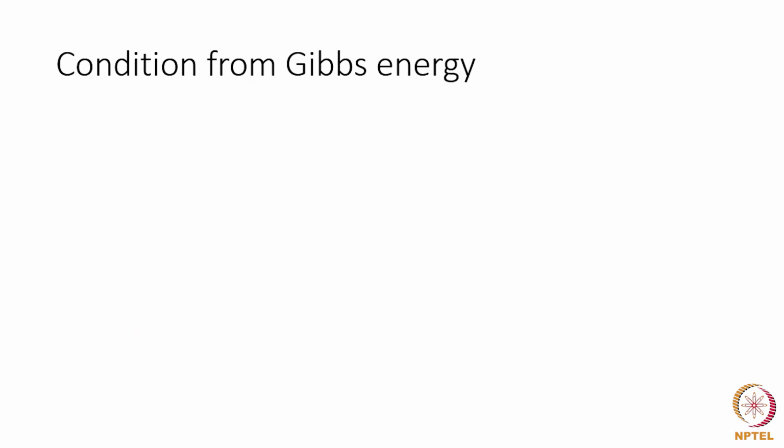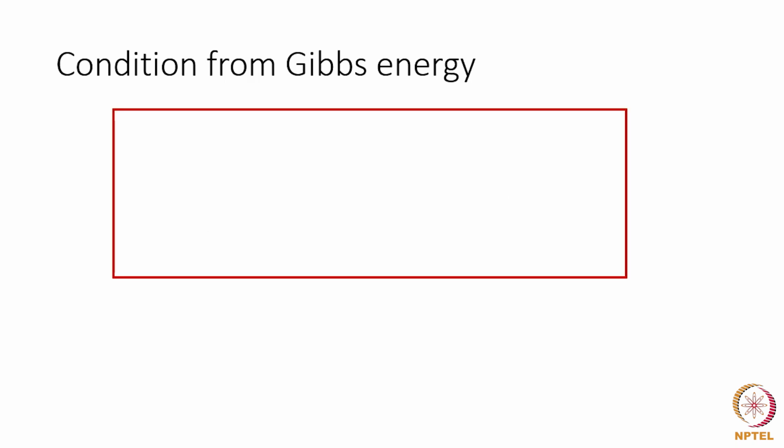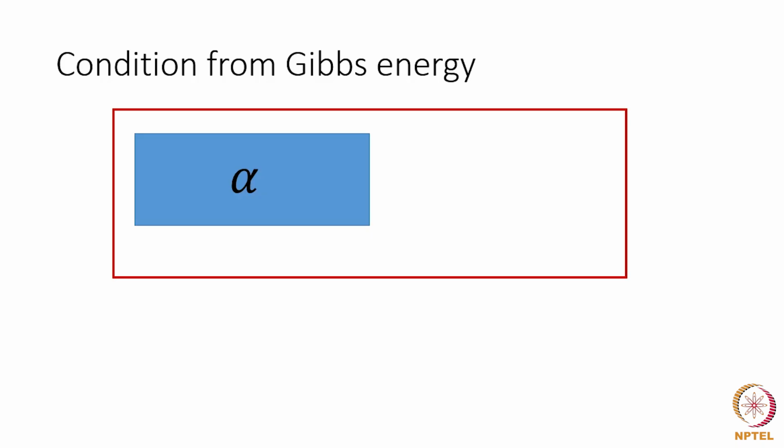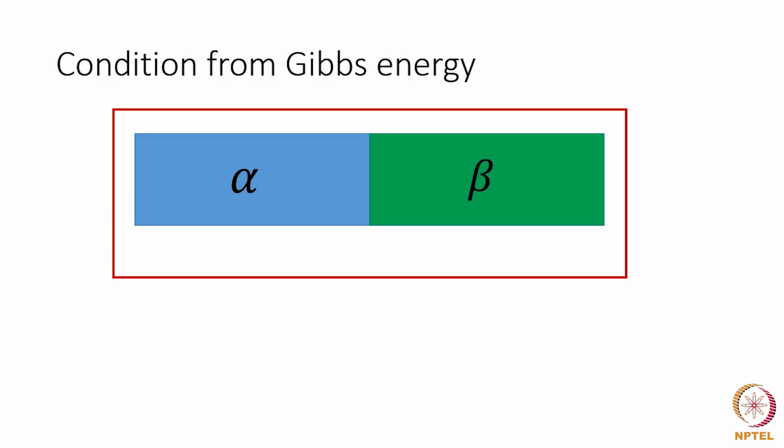Now one can also look at these from Gibbs energy minimization, and again we consider a system which is given by this box, maroon box, in which there is a phase alpha and phase beta that are in contact with each other. We then propose that if a small number of moles of species I is going to move from the alpha region to the beta region, then how would the Gibbs energy change?